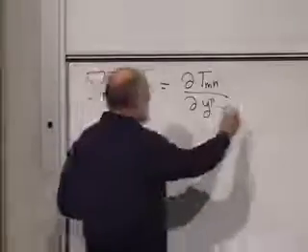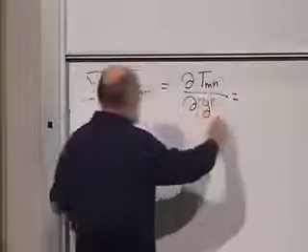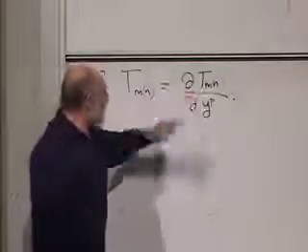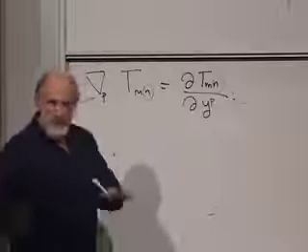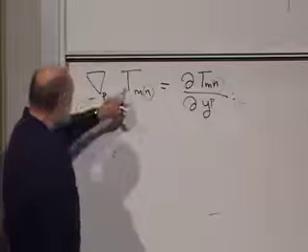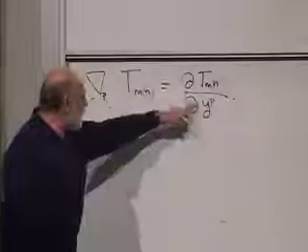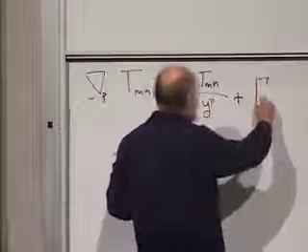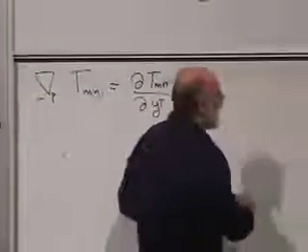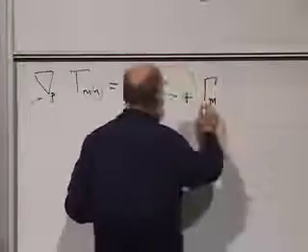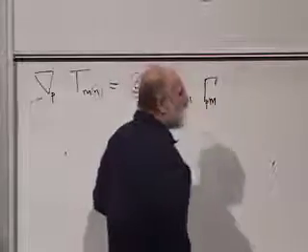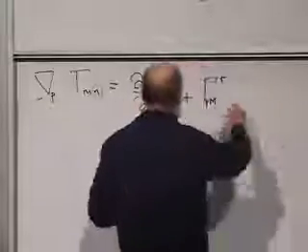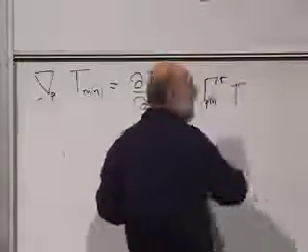The answer would be the derivative of t^m with respect to y^p. I'm going to just never say n. Derivative of t^m with respect to y^p plus gamma^m_{pr} times t^{rn}.